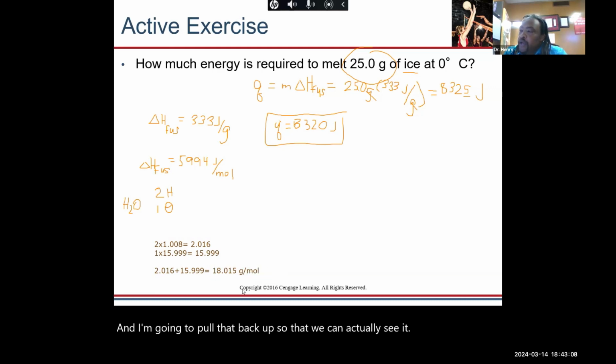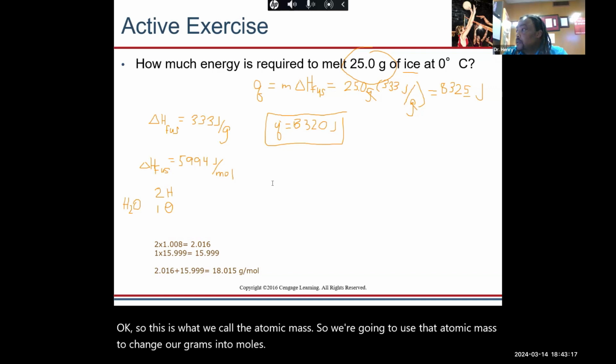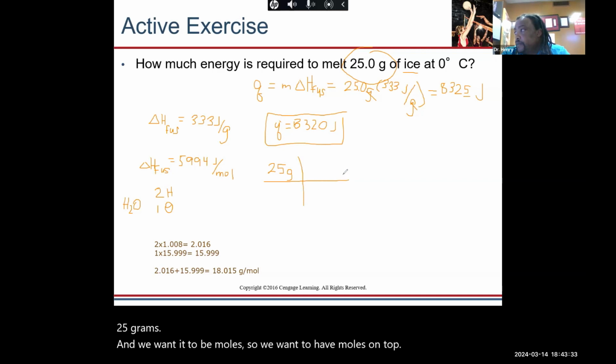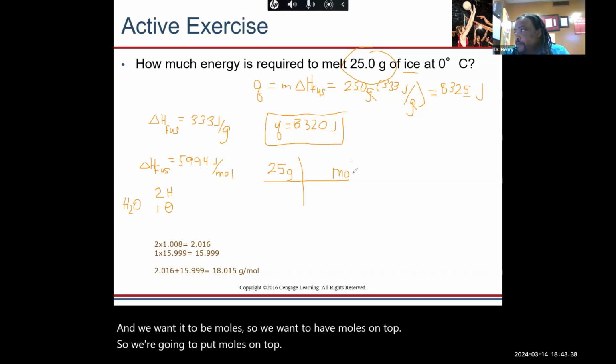Okay, so this is what we call the atomic mass. So we're going to use that atomic mass to change our grams into moles. So in this case, we have 25 grams, and we want it to be moles, so we want to have moles on top. So we're going to put moles on top, and then we're going to put grams on the bottom.